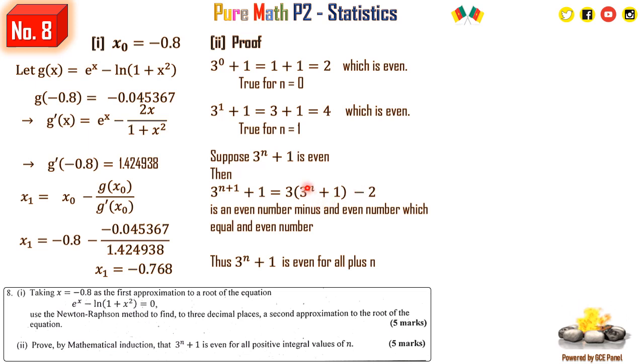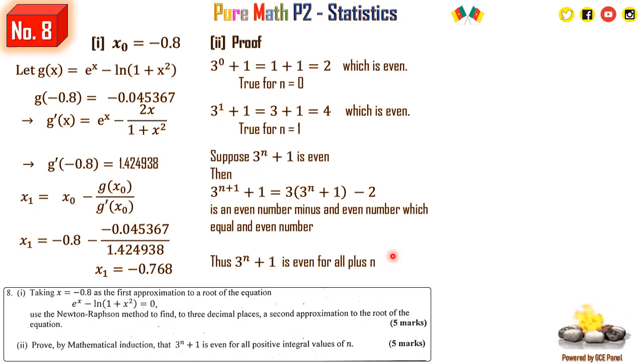Now 3 times any number minus 2 will give you an even number. Because this 3 to the power n plus 1 here is always an even number, an even number times 3 is an even number. Minus 2 is an even number, which is an even number minus an even number. Because this is an even number minus an even number, the answer is an even number. Therefore, 3 to the power n plus 1 is even for all positive values of n. So we have proven by induction.